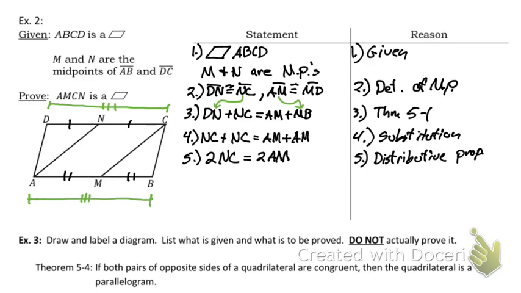All right, but step 6 has a very specific thing. Step 6, I can now say that NC is equal to AM. Why? How do I get rid of those 2's? Grant. Division property of equality. All right, we now have this is congruent to that.